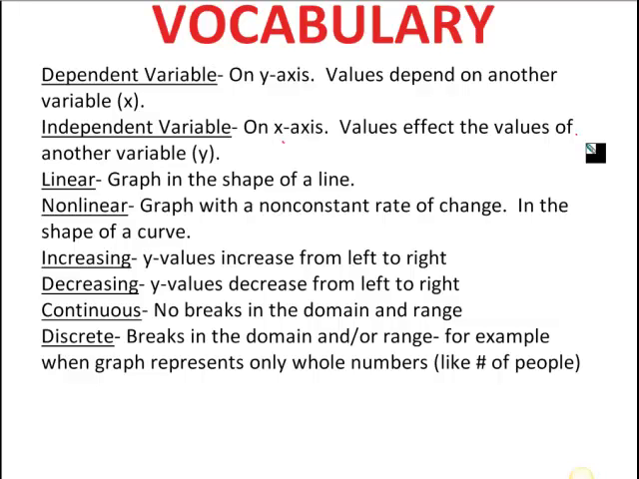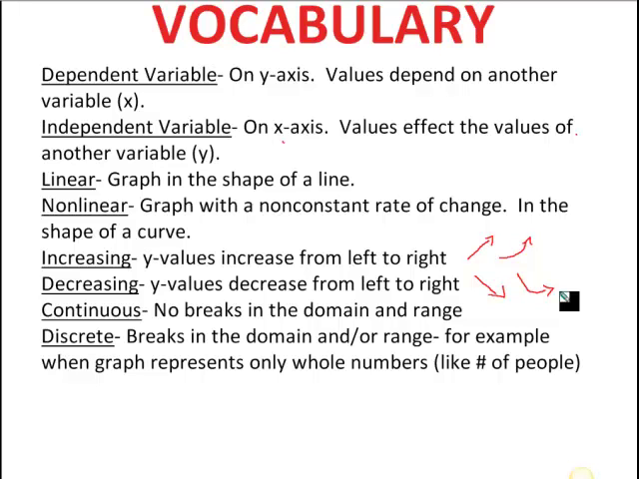Increasing and decreasing, we read these two like a book from left to right. If your y values are increasing from left to right, meaning they're going up, then you have an increasing relationship. If your y values are decreasing from left to right, you have a decreasing relationship. And that might be a curve, or it could also be a line. It could be linear or nonlinear. Either way.